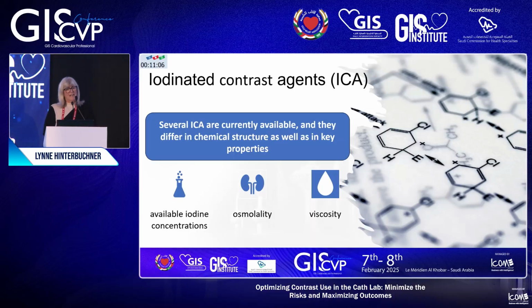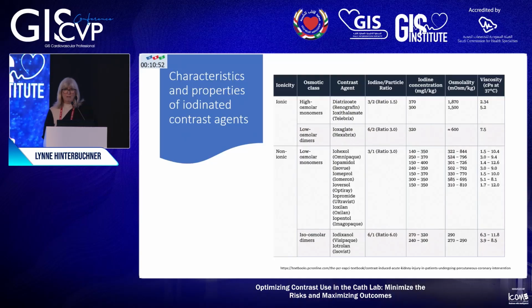So we have the iodinated contrast agents. These are the agents that have iodine in them. They're all different in the chemical structure according to the iodine concentrations, the osmolality, and the viscosity. Don't worry, you're not going to be tested on which ones have what, but in the EAPCI PCR book, there's a nice table that tells you all of the ingredients, so to say, that are in each of the different contrast medium. You can see there's a lot out there. If you work in one cath lab, they might be using one agent as opposed to another one.